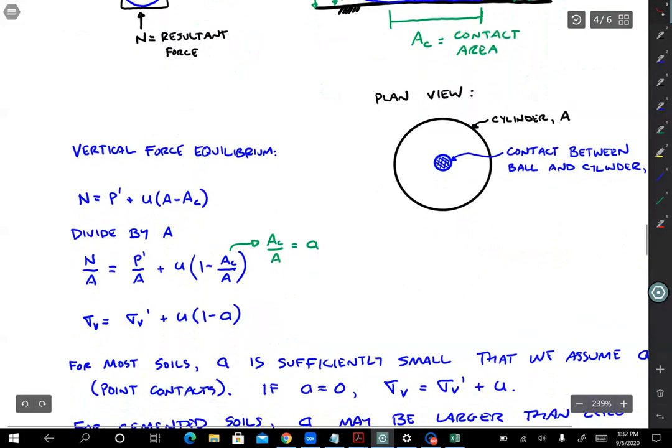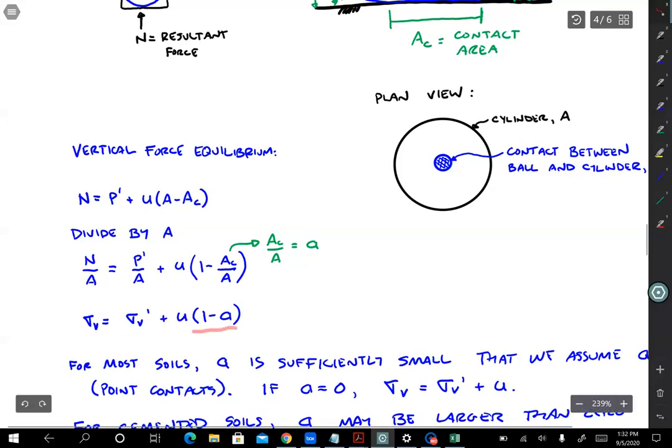So what we end up with is a little bit of a modified equation for effective stress. And actually, I've inverted it here. I'm expressing vertical total stress as effective stress plus pore pressure. Before, we did effective stress is equal to total stress minus pore pressure, so just a small change to the equation there.